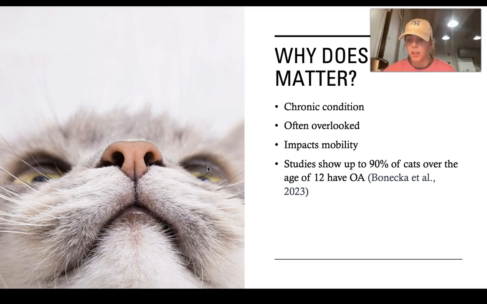Discussing this condition is crucial because early diagnosis and orthopedic care can help improve your cat's quality of life significantly. And studies have shown that up to 90% of cats over the age of 12 can develop OA.